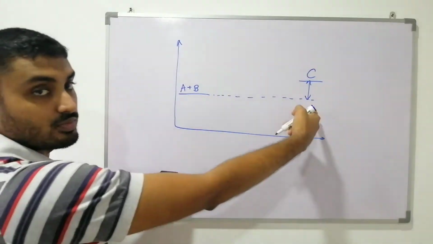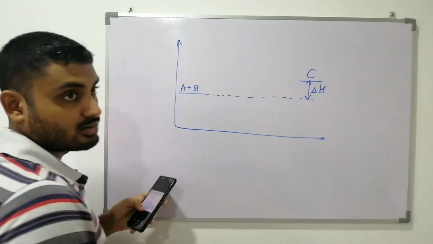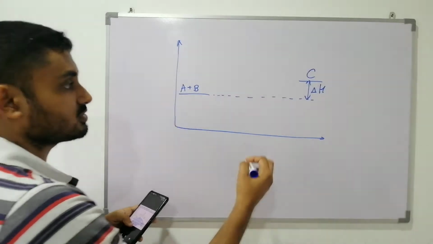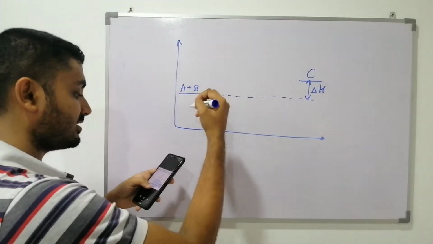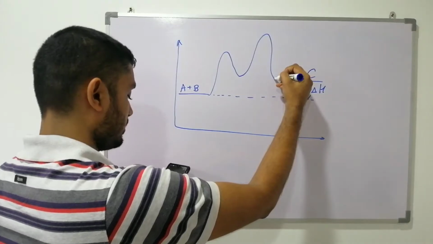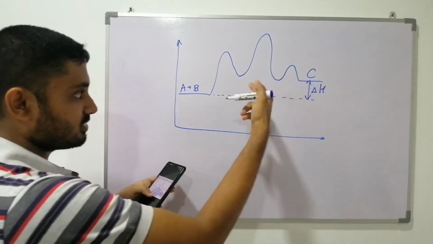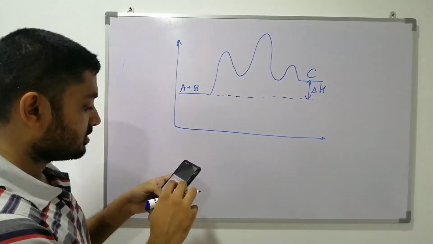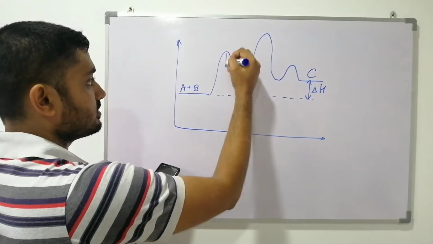Now, as you can see, this is an endothermic reaction, because the final enthalpy change is positive. This is an endothermic reaction at the end of the day, but it has to go through several steps like this. I haven't drawn it in the exact way as in the question paper, but it's somewhat like this.